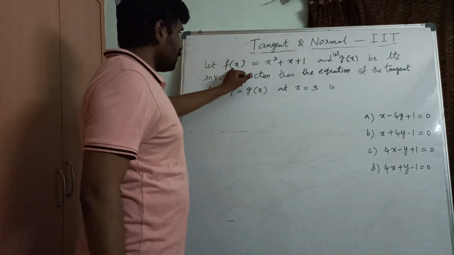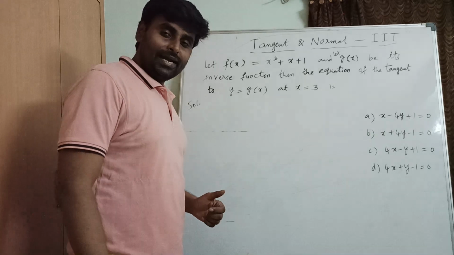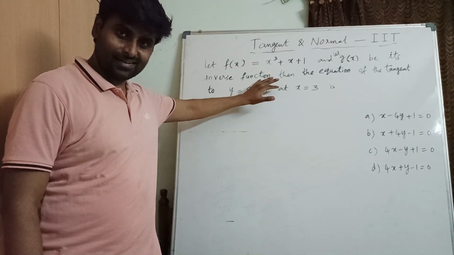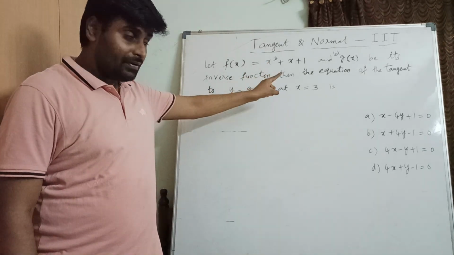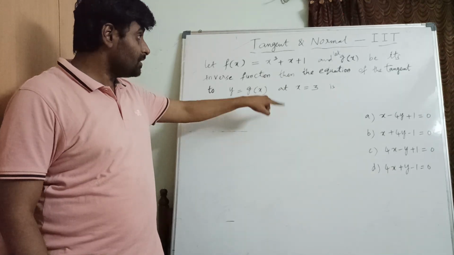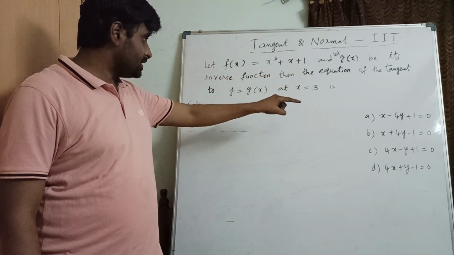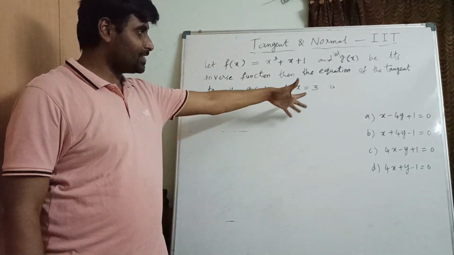Now, let us solve this question. Let f of x equal x cube plus x plus 1 and g of x be its inverse function, right? So, f of x is given and we have one more function which is the inverse of this function. Then find the equation of the tangent to the inverse function g of x at x equal 3.